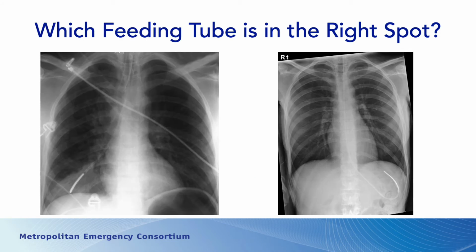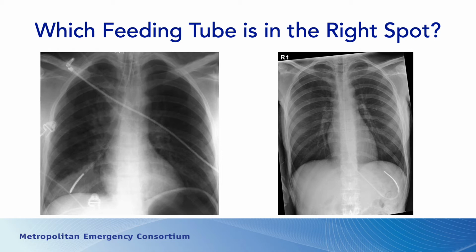I threw these x-rays up there to talk about feeding tubes. These tubes are in through the nose. Which tube is in the right spot? If you think about the feeding tubes, our goal is to have the feeding tube below the diaphragm so it's in the stomach and we can safely administer medications. If the tube is above the diaphragm, then we cannot assume that the tube is in the correct position and we can safely administer medications or tube feeds or whatever.